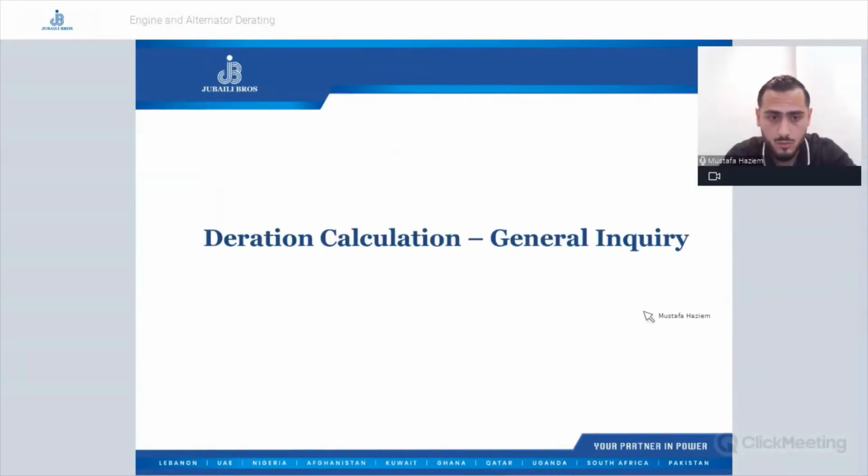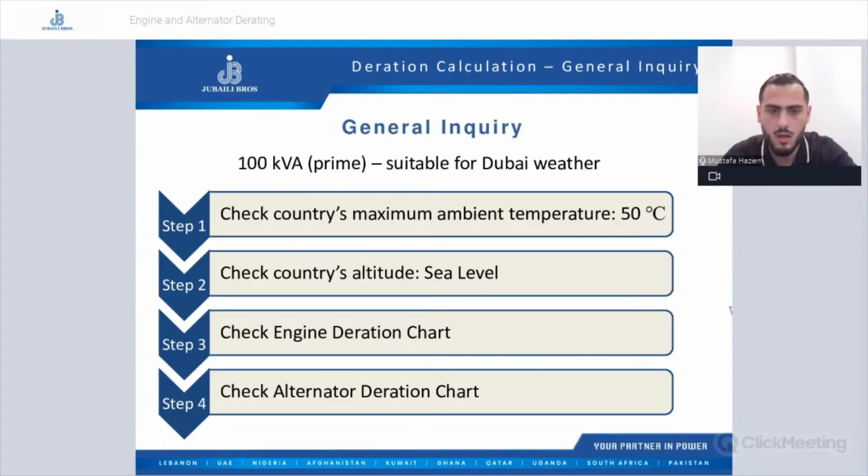Moving on to examples. We'll have two examples, as we said, a general inquiry example, and the next one will be from a construction project. Now, a customer could come to Jubaili and ask us for a 100 kVA generator suitable for Dubai weather. As a sales engineer, I will take 4 steps to quote or to propose to the customer the right generator for his use.